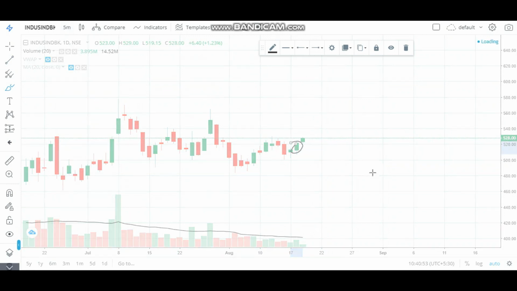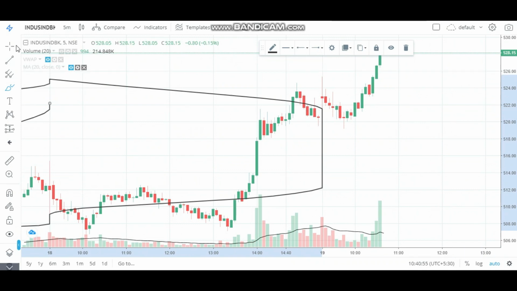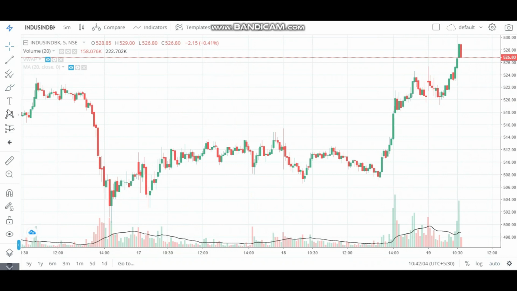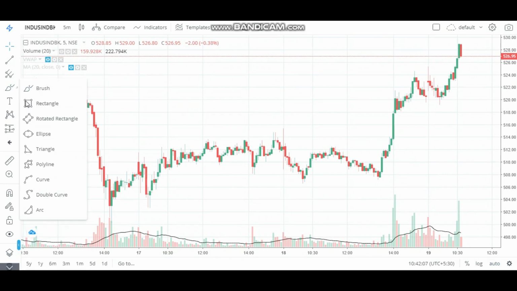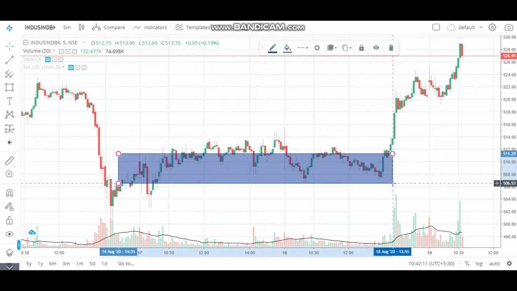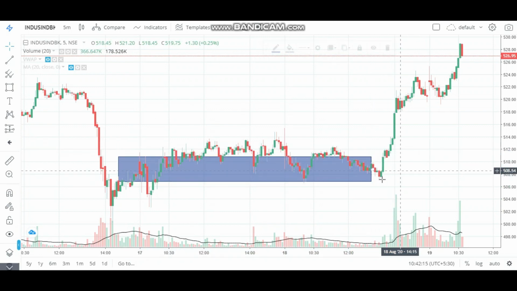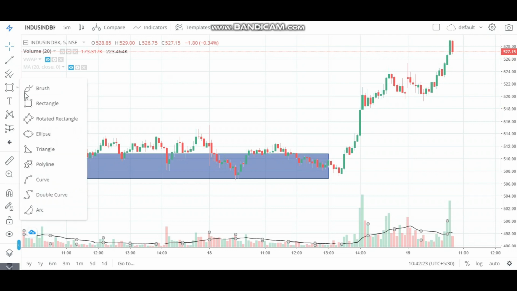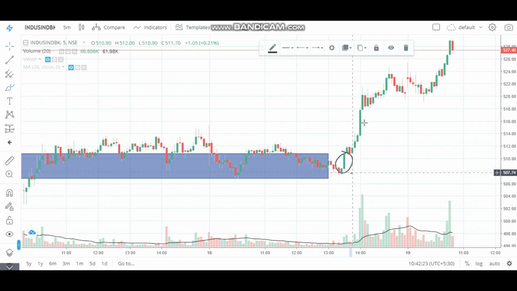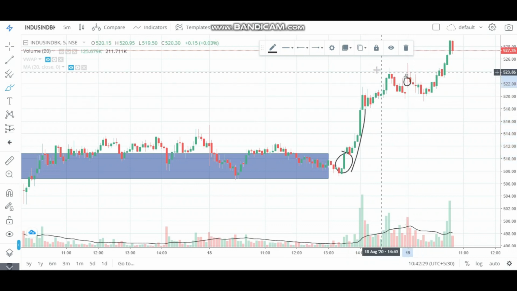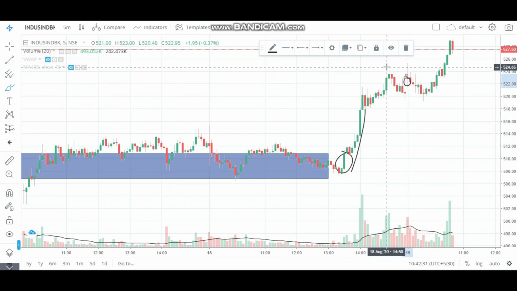Moving into 5-minute time frame, you can see yesterday and day before yesterday market remained sideways completely. Here the market was sideways, but around 1 o'clock it gave a breakout. You can see in this position here it started moving upward, and today it opened at this position and it made a small triangle pattern.